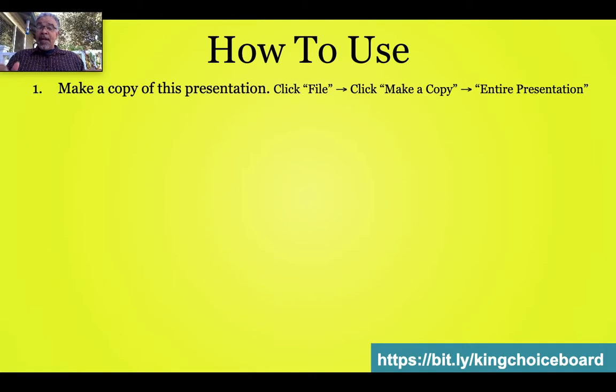First of all, you're going to make a copy of this presentation. When you go to the bit.ly, you'll see it as a Google Slides presentation. What you're going to want to do is click on File, then click Make a Copy, and then click Entire Presentation. And then you'll probably want to rename it. That'll make the presentation yours. It will not be my ownership on it anymore. You will be the owner of that particular presentation. You'll be able to edit it, do whatever you need to, which is going to be really important in the building process here.